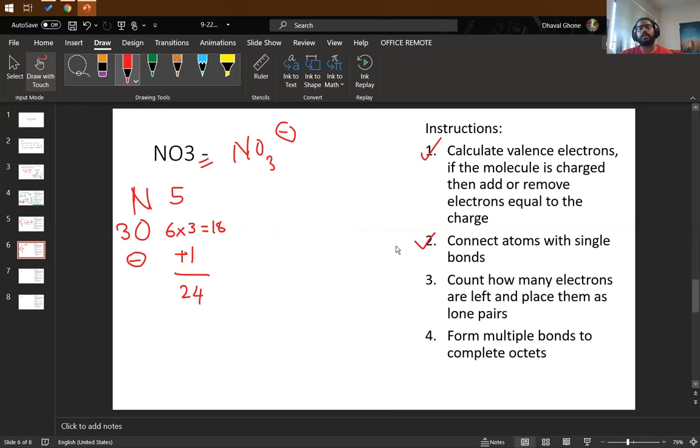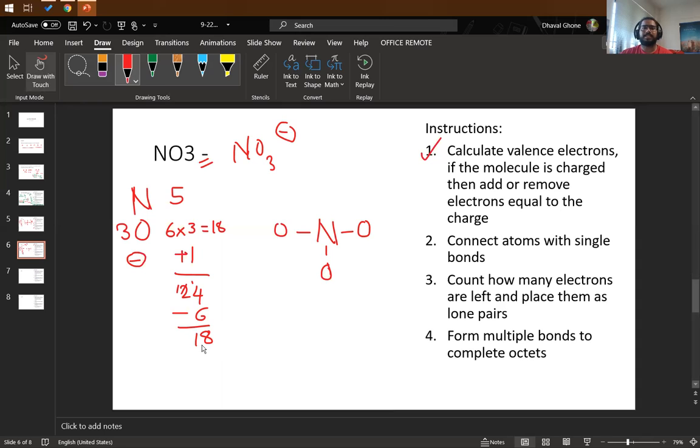I want to start with making single bonds. Oops, not done yet. I want to start with placing nitrogen and then oxygen around it, and making single bonds to them. And by making single bonds, I have already placed 1, 2, 3, 4, 5, 6 electrons. So I'm going to subtract 6 from this. We'll carry over. Okay, I have 18 left.